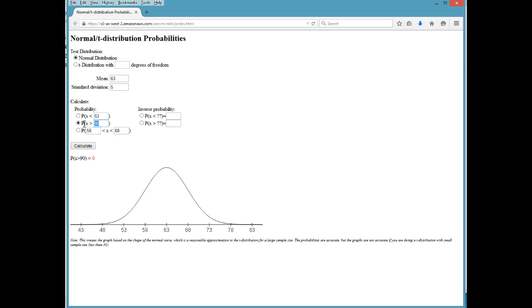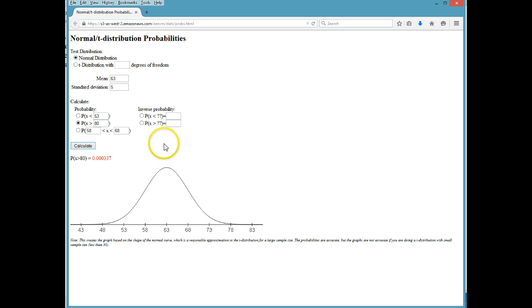So let's say we pick an 80 instead. Notice how small that number is. 80 is just beyond 3 standard deviations. It's right about 3.4 standard deviations to the right of the mean. The probability of getting a score greater than that is very small.